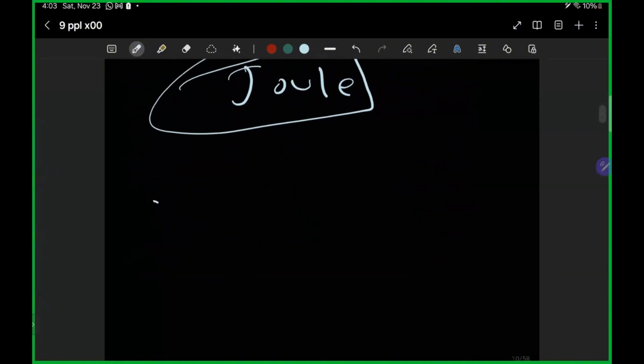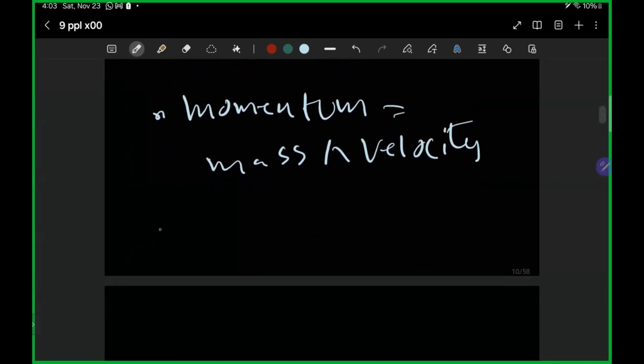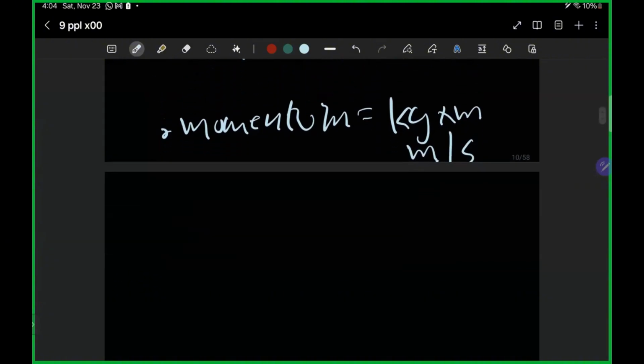After that, we have another quantity, that is momentum. Momentum is defined as mass multiplied by velocity, and the unit of momentum can be calculated as mass in kg multiplied by velocity in meter per second. So it is kg into meter per second.